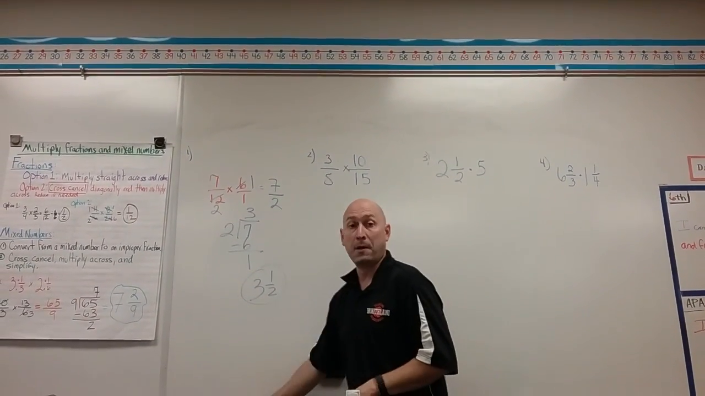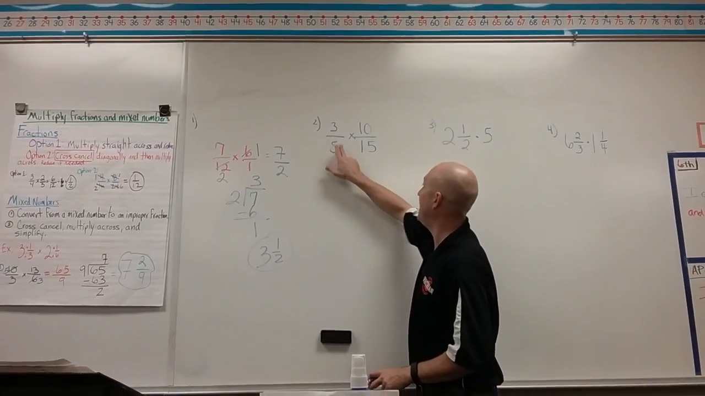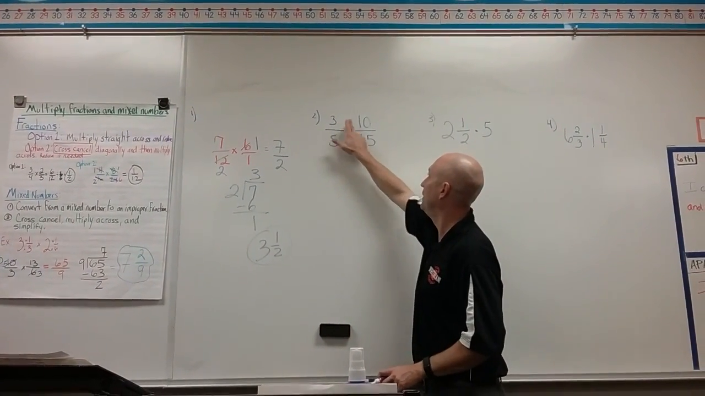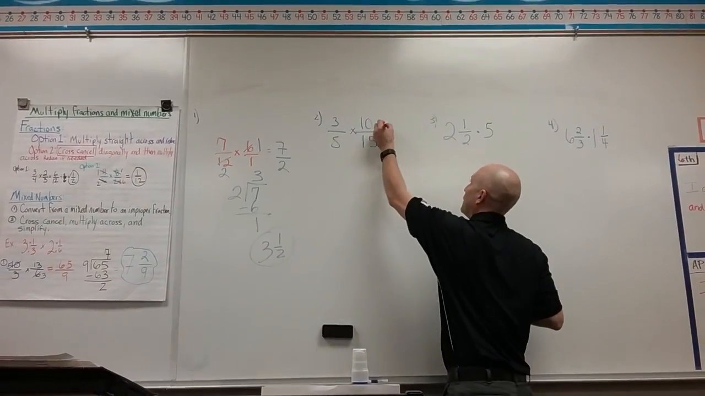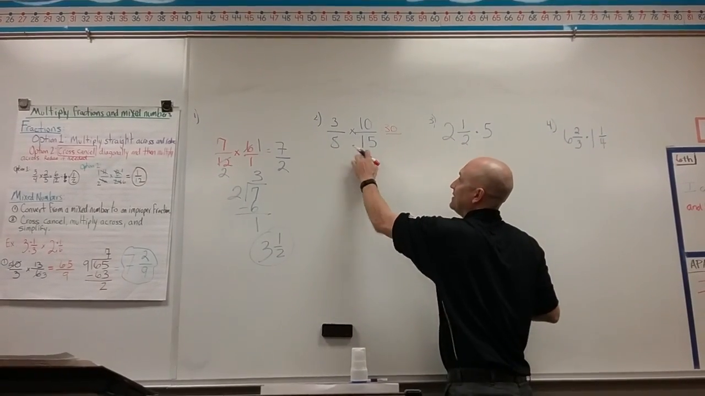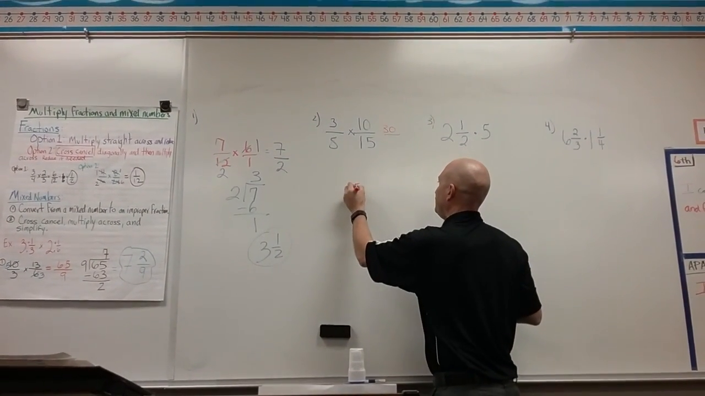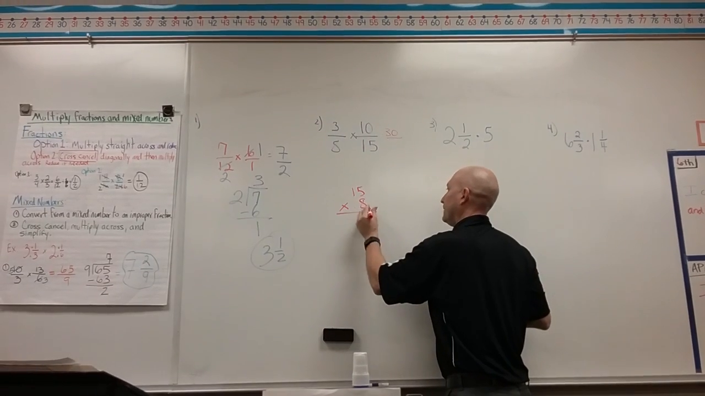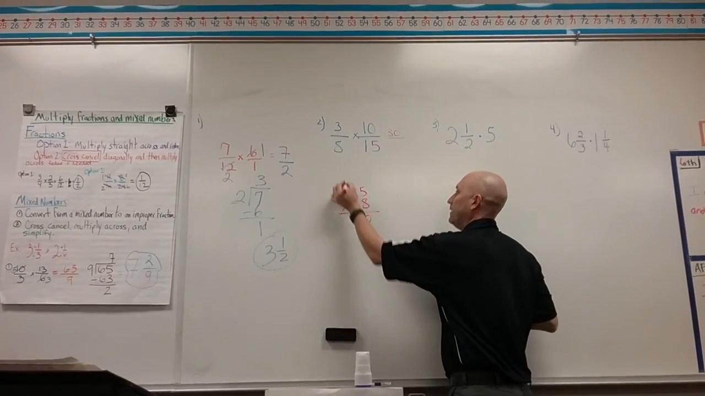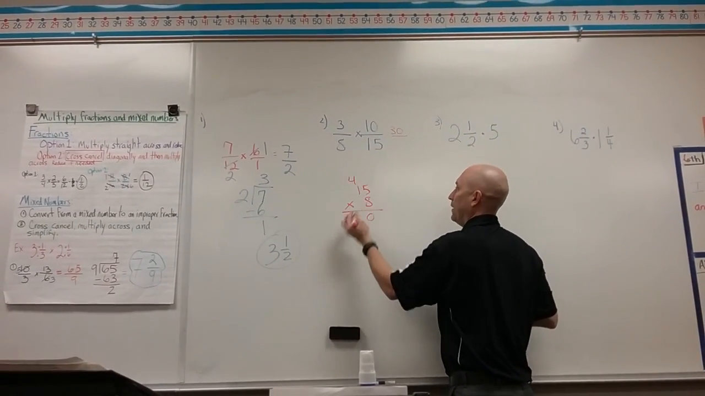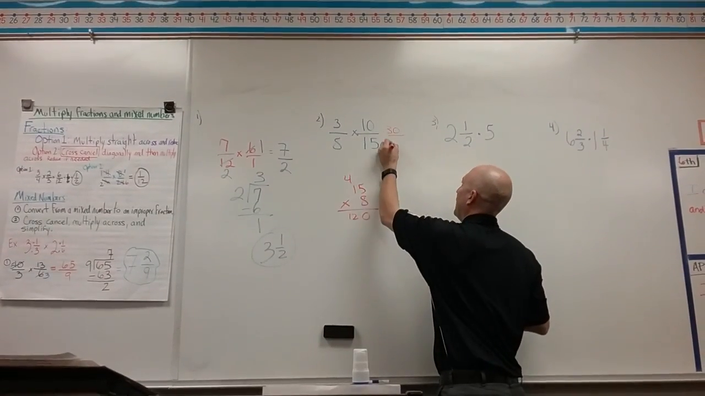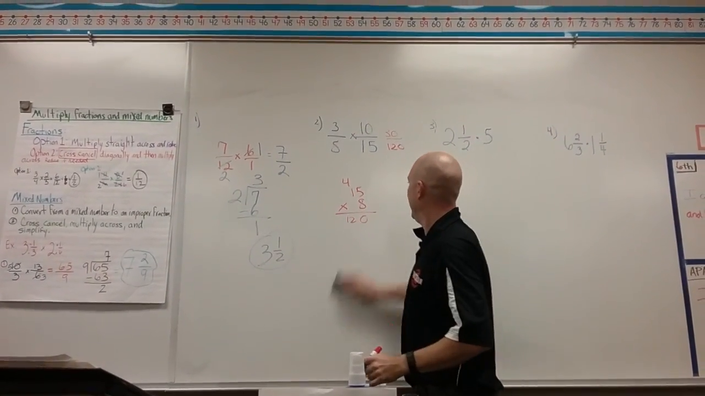In option 1, I'm going to multiply straight across. 3/8 times 10/15. 3 times 10 is 30. 8 times 15. 8 times 5 is 40. 8 plus 4 is 12. So I've got 30 over 120.